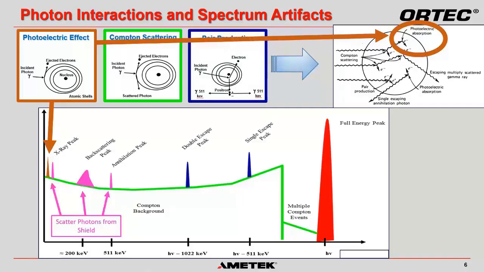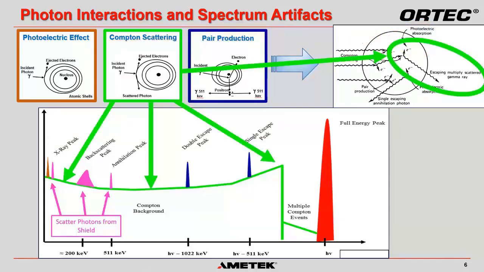If the photon has sufficient energy to free the electron from its orbit, then a pulse proportional to the incident photon energy is registered in the electronics, and multiple events of this type give rise to a full energy peak in the low energy portion of the spectrum.